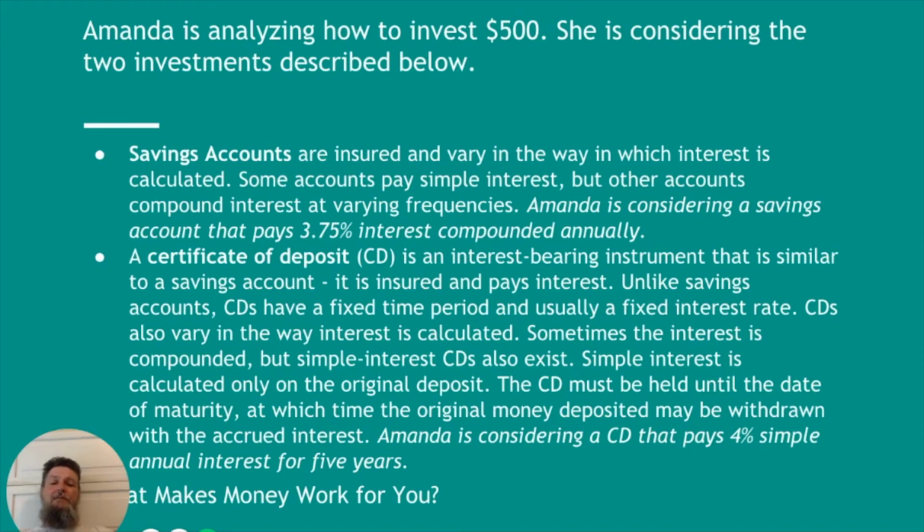Savings accounts are insured, and they vary in the way in which interest is calculated. Some accounts pay simple interest, but other accounts pay compound interest at varying frequencies. Amanda's considering a savings account that pays 3.75% interest compounded annually. So that's a compound interest account. A certificate of deposit is an interest-bearing instrument that is similar to a savings account.